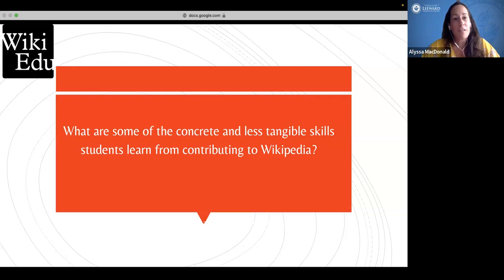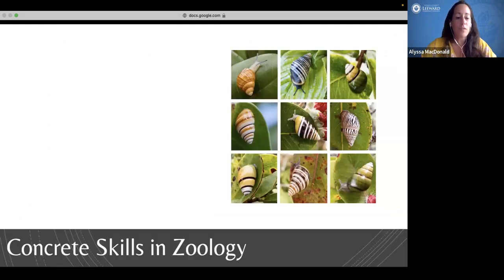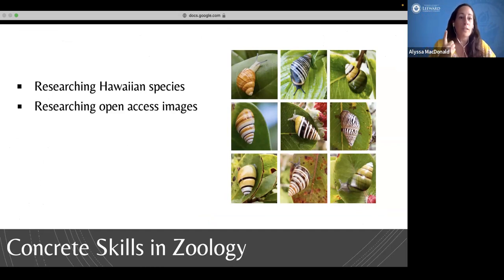So for the concrete skills on the next slide here, I have just a few that I've listed that are pretty obvious ones. So just going one by one. First, they're going to be researching the Hawaiian species themselves. As we mentioned, the reason we did this was because most of the species had one sentence that would say things like, oh, it's found in Hawaii. And so we wanted to add to that body of knowledge.